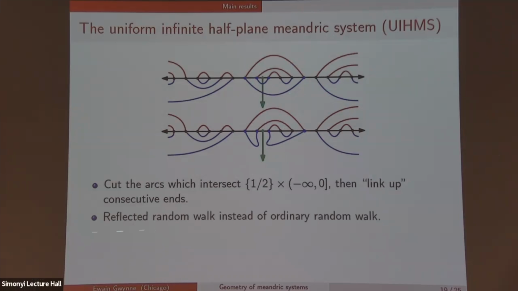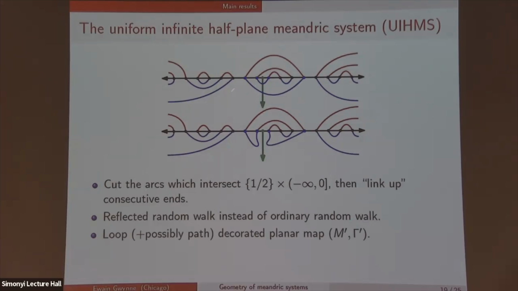Another equivalent way of defining this is you can do the same construction as in the setting of the uniform infinite meandric system, except that one of your random walks, instead of being an ordinary two-sided random walk, is a two-sided reflected random walk. And if you do that, it's not too hard to check that it's going to give you exactly the same thing as this cutting and rematching procedure. And so we have this uniform half-plane meandric system.